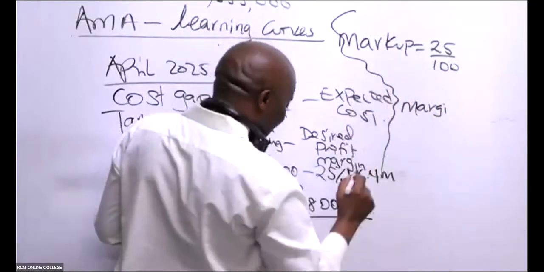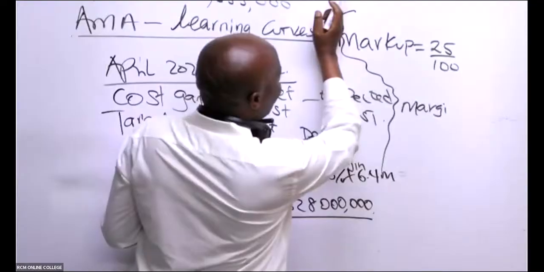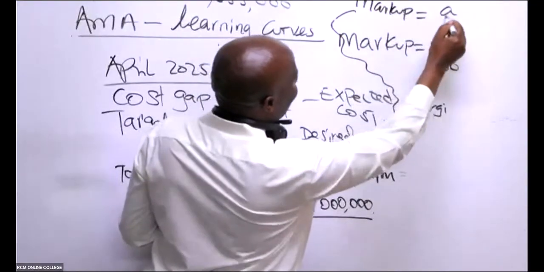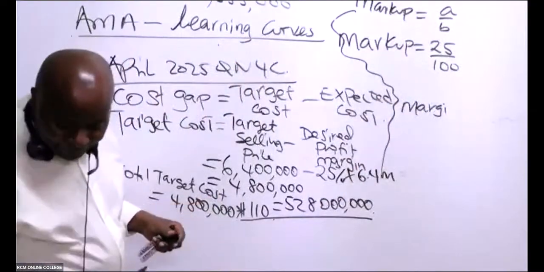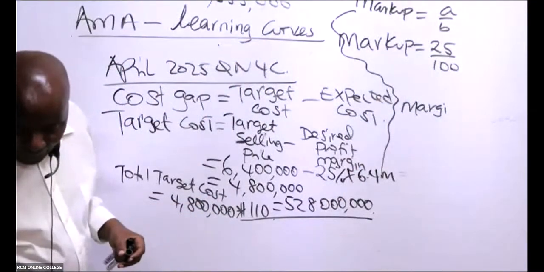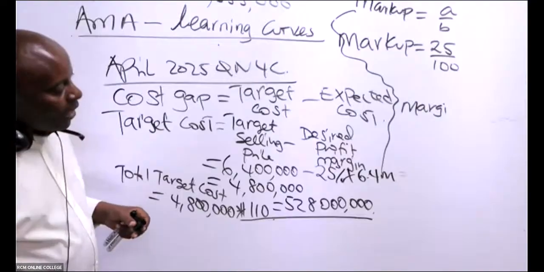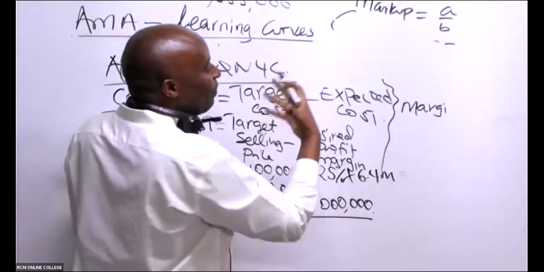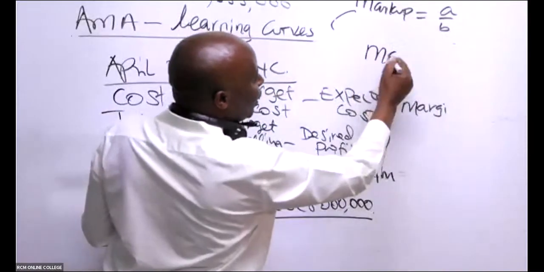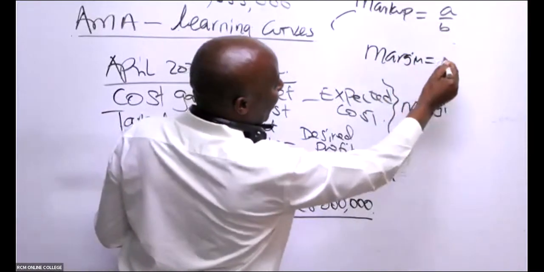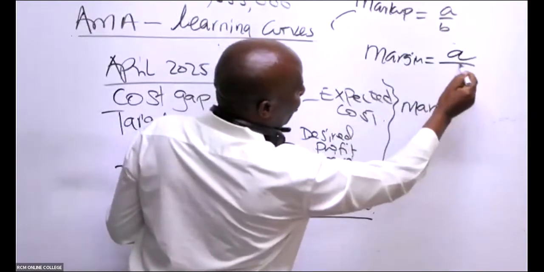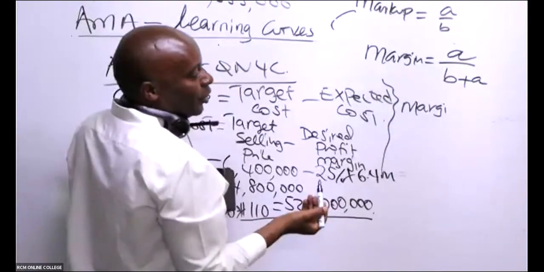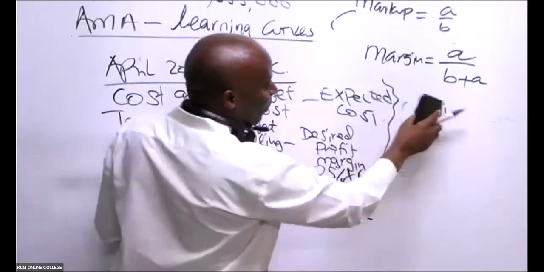let me just demonstrate this very well. If you are given, ladies and gentlemen, markup like this. If they give you markup is A over what here, somebody? Markup is A over B. If markup is A over B, then margin has a bigger base. Margin has always a bigger base. So it will be A all over B plus what here, somebody? A. So that is very important for us to be able to appreciate these.